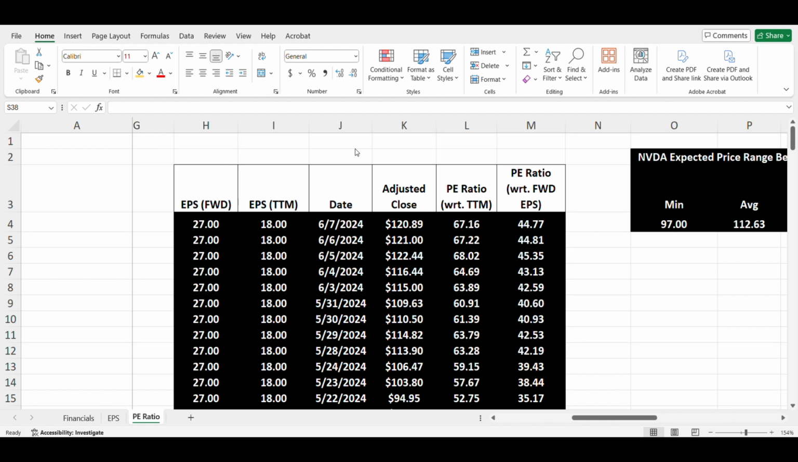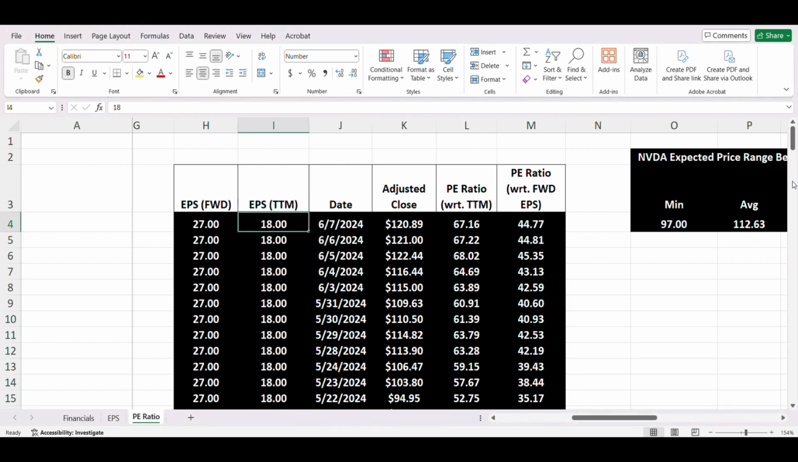I updated this table with the latest EPS forward, EPS trailing 12 months, and the adjusted closing price after the stock split for the last 3 weeks. And I also calculated the PE ratio with respect to trailing 12 months EPS and the PE ratio with respect to forward EPS. We call it forward PE ratio. The EPS forward is basically this quarter's earning actuals plus the next 3 quarters' earning projections. And EPS trailing 12 months is the last 4 quarters' earnings, including the latest quarter.